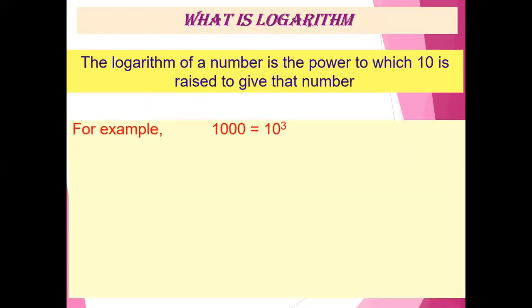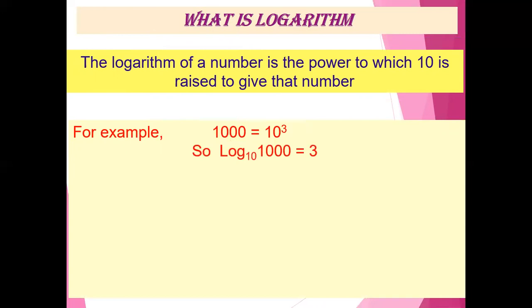Let's take some examples. 1000 is 10 raised to the power of 3. Now, log 1000 base 10 is simply 3. So when you're looking for log 1000, you're asking, what power do I raise 10 to give me 1000? Of course, you raise 10 to the power of 3 to give 1000. So the log of 1000 in base 10 is 3.